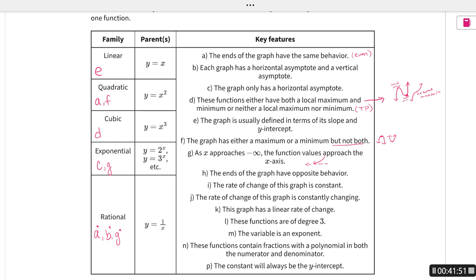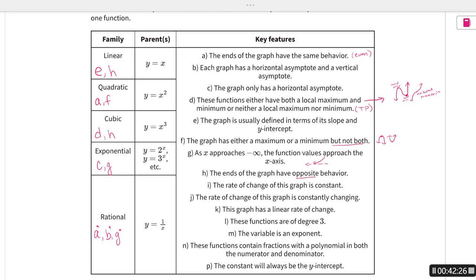So H, the ends of the graph have opposite end behavior. So that is true for linear and cubic. When it says opposite end behaviors, I wouldn't put that on exponential because one end is approaching infinity or negative infinity, the other end's approaching an asymptote. I wouldn't really call asymptotes and infinities opposite. The same thing with rational. Typically, it's approaching an asymptote. So let's just do linear and cubic for H.